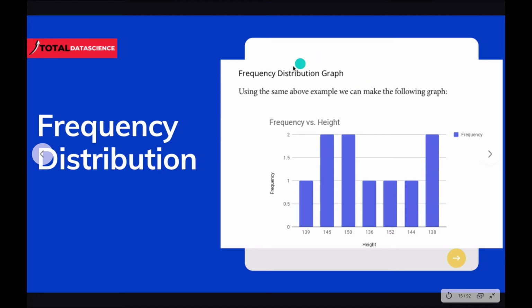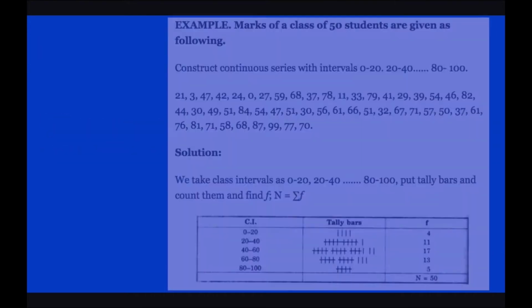So that becomes a frequency distribution, either in the form of a table or in the form of a graph. All right, so I hope by now you know what a frequency distribution is. We're going to proceed to the next slide to see some examples of this.